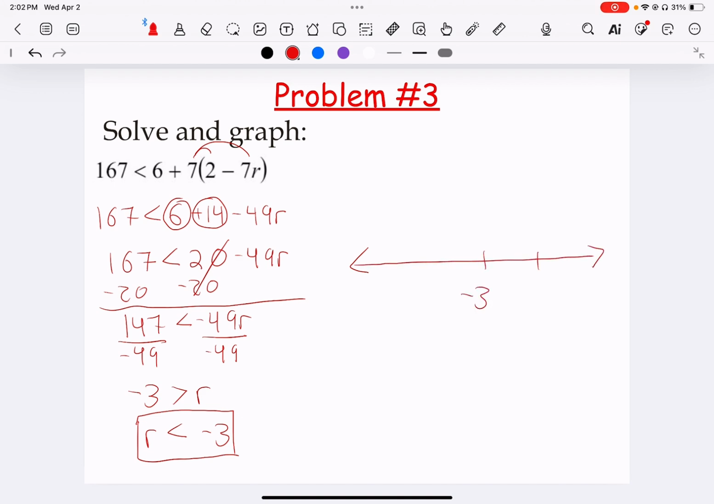Negative 3 is in the middle of my number line. Negative 2 and negative 1. Negative 4 and negative 5. Negative 3, it's an open circle. And since it's less than, it is going to the left.